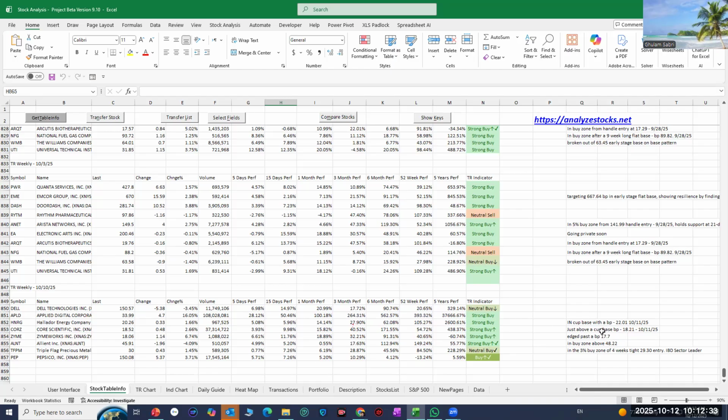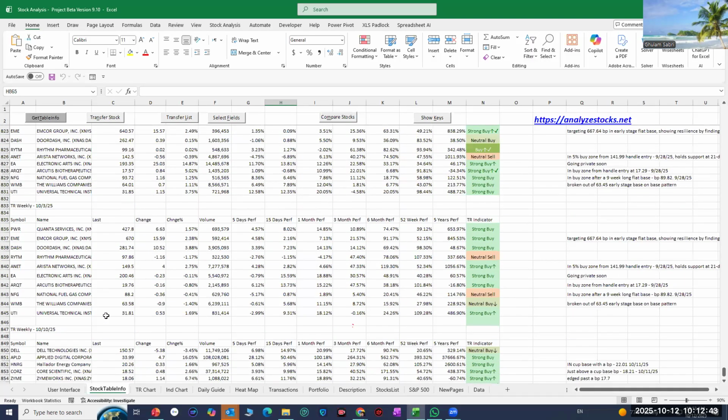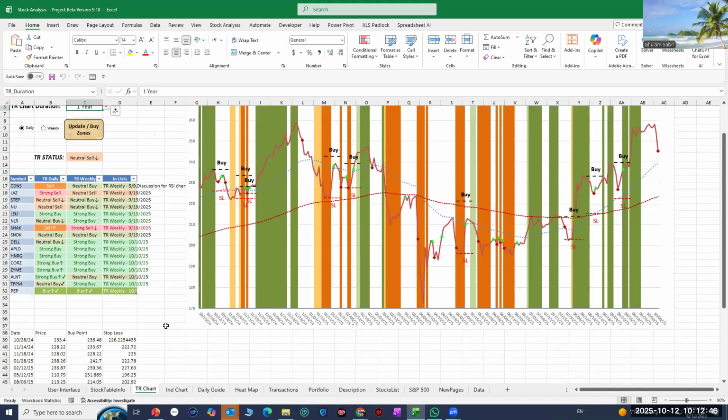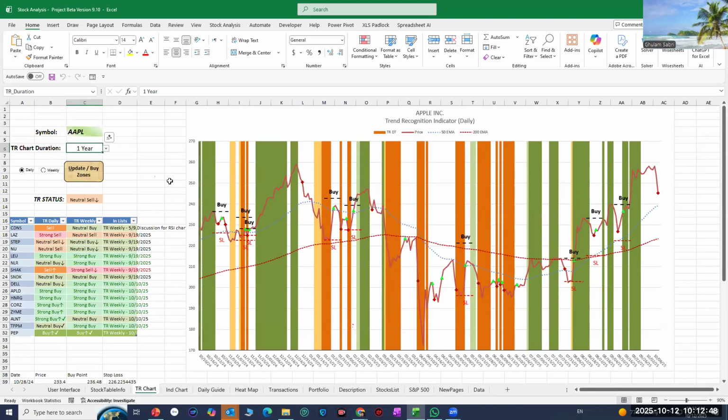So we can use this software to do different types of analysis using these watch lists. Coming back to this, the TR chart has not been updated for Broadcom. It is for Apple for the time being. And by the press of one button, the TR chart allows us to see different buy points and the suggested stop loss zones.